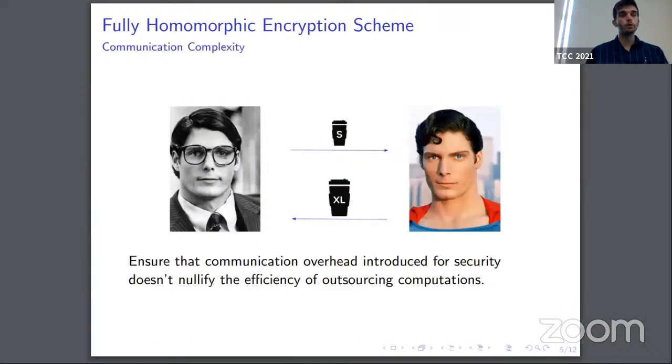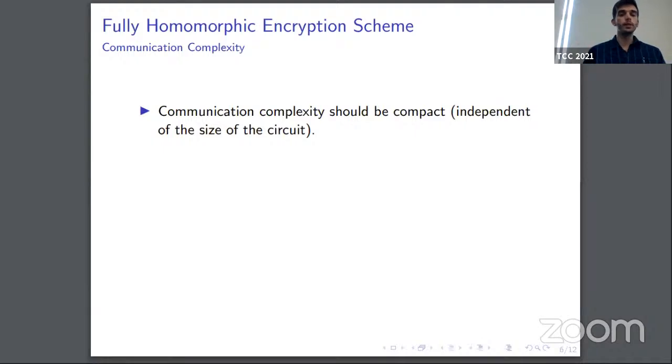Now, apart from security, we also want to achieve efficiency, especially if we want to use these protocols in real-life systems. The problem is that because of security reasons, there's a communication overhead introduced to the message sent from the server to the client. We want this overhead to not be too big, so as not to nullify the efficiency of outsourcing the computations in the first place. So usually what we need is communication complexity to be compact, which means independent of the size of the circuit, so as not to get exponentially bigger.